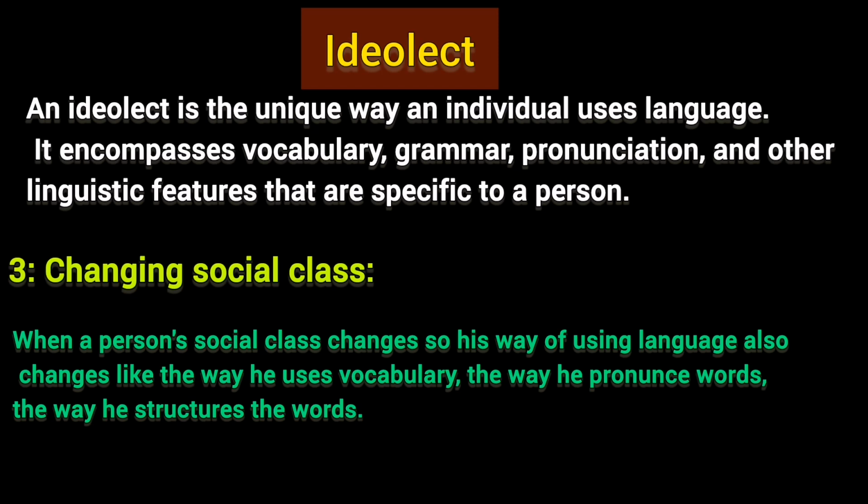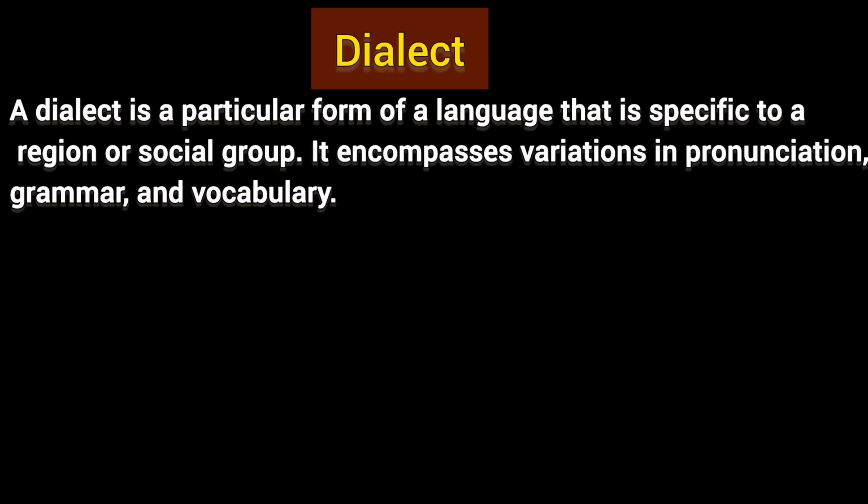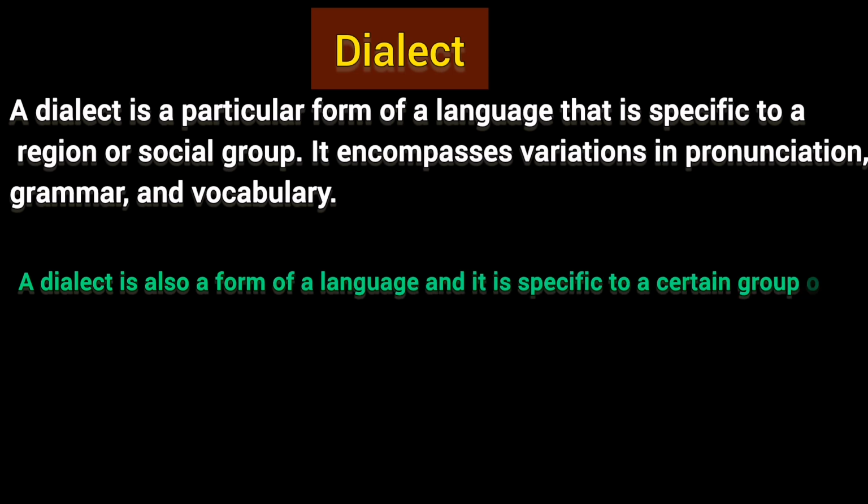As you have learned an idiolect, let's learn a dialect. It can be defined as, a dialect is a particular form of a language that is specific to a region or social group. It encompasses variations in pronunciation, grammar, and vocabulary. What does it mean? Simply, it means that a dialect is also a form of a language, and it is specific to a certain group of people or to a specific region. Those who speak different dialects of the same language will have different vocabulary, pronunciation, and to some extent different syntax.